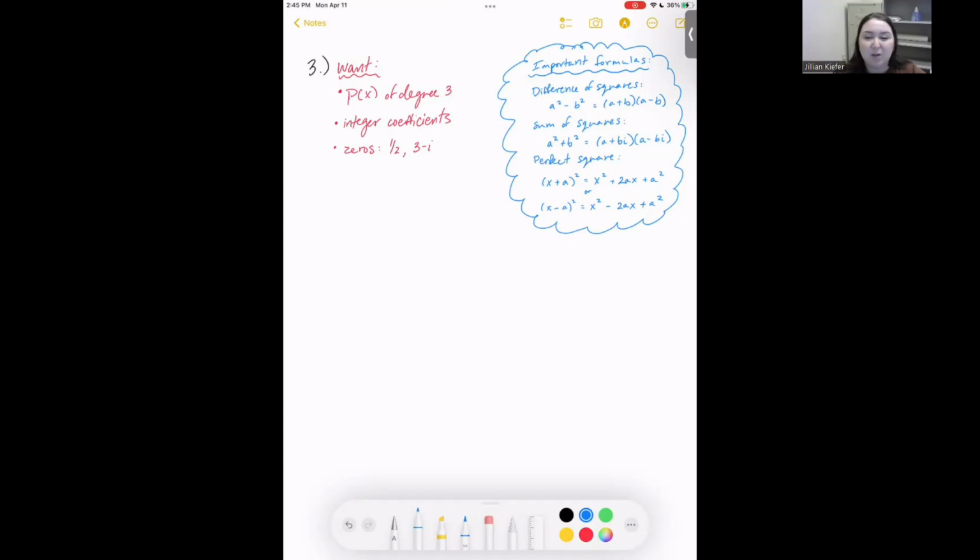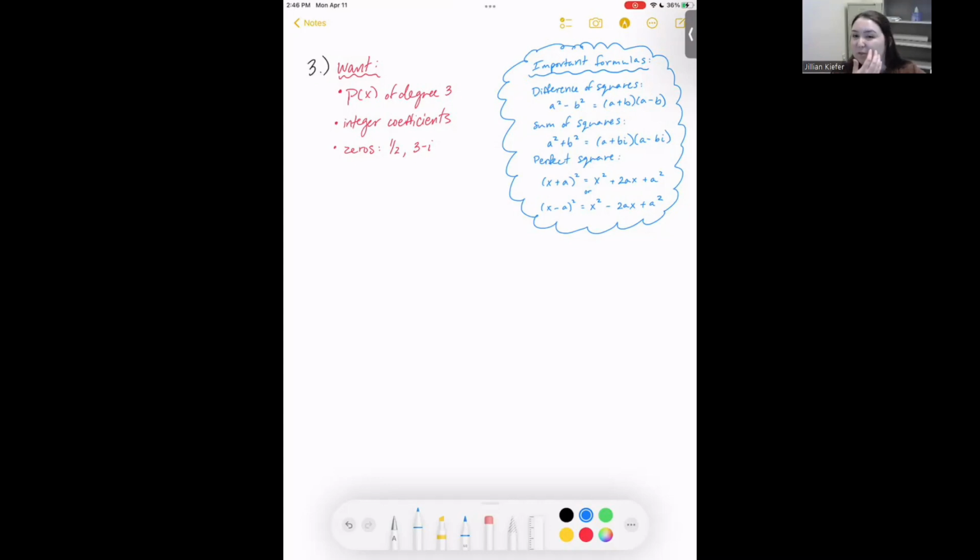Then we also have another unique thing called the sum of squares. The sum of squares only works when you have complex coefficients. So we're only using it for this section. We'll never use it again. So only for this section can you use the sum of squares. But this is actually where we get complex conjugates. The sum of squares tells us that if we have a squared plus b squared, that would factor into a plus bi times a minus bi. That's how we get the complex conjugates.